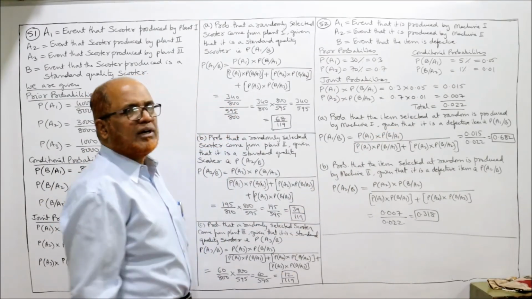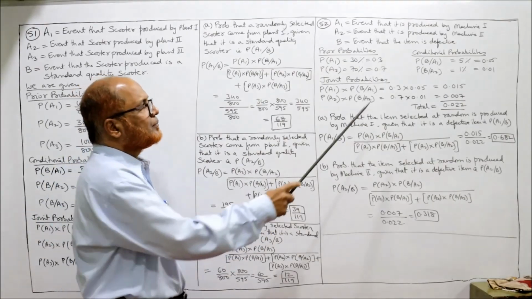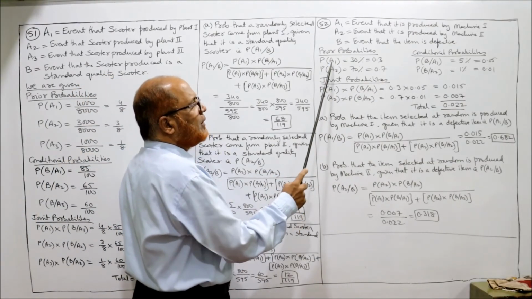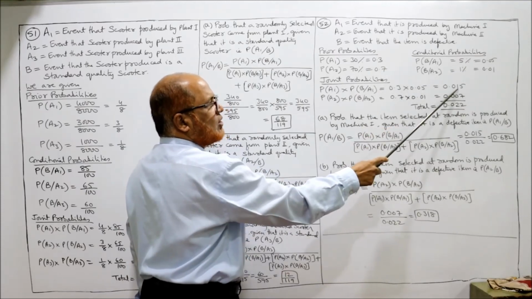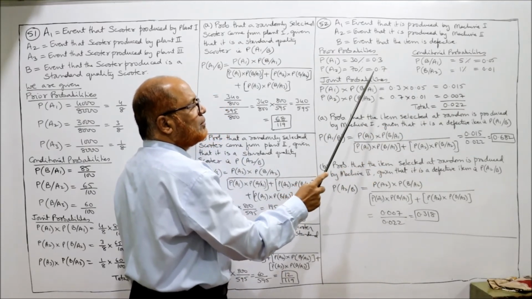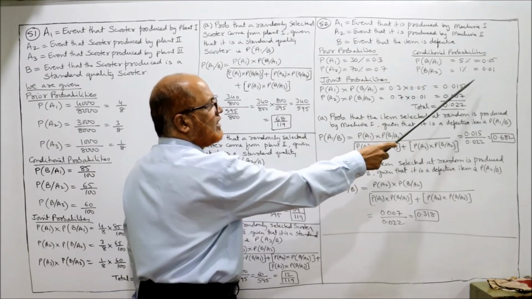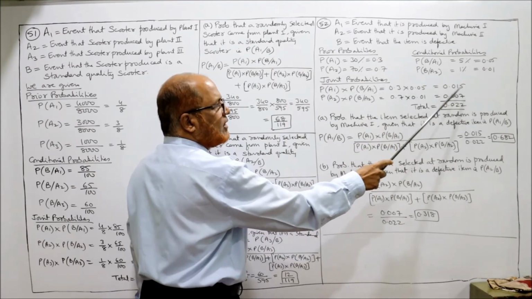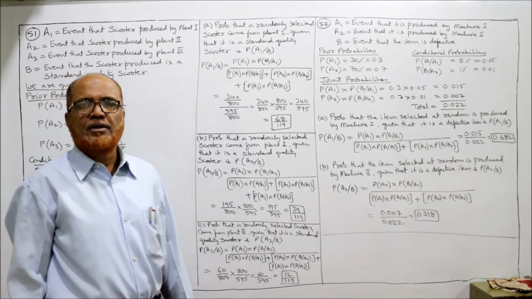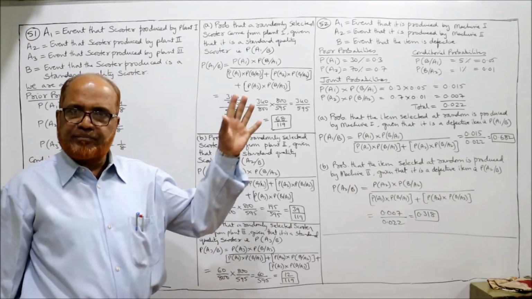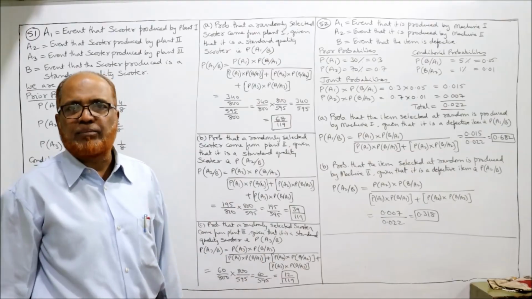Now joint probability, multiply the prior and conditional probability. दोनों को multiply. P of A1 into P of B given A1, 0.3 into 0.05, 0.015. P of A2 into P of B given A2, 0.7 into 0.01, 0.007. Total of the joint probability is 0.022. Now we have presented the data in this format. Now we can attempt the question.